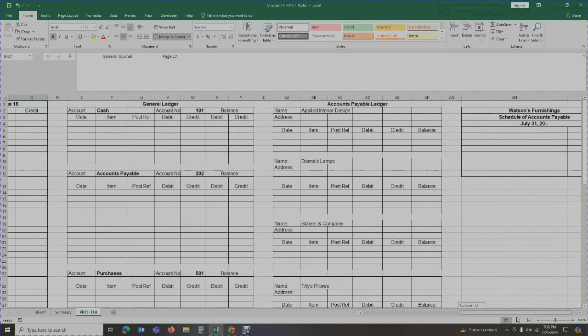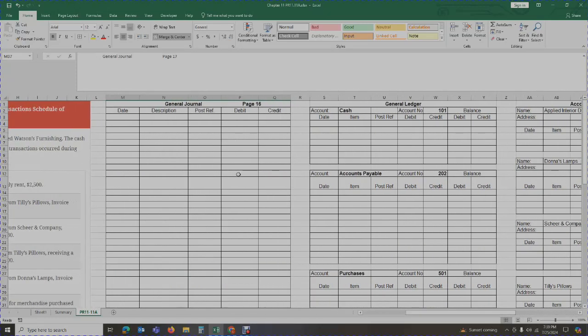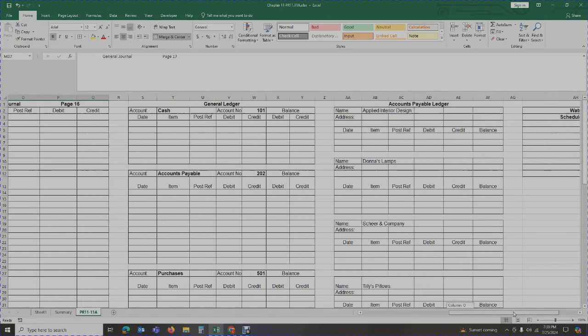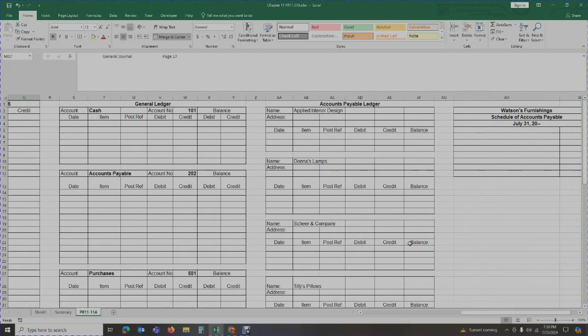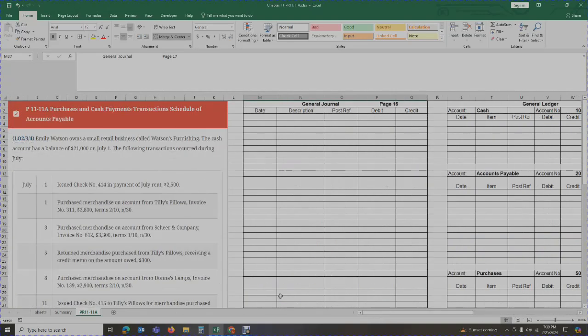I've already created all of the accounts that we are going to be using. And I have also created the accounts payable ledger, which is basically all of the vendors that we are making purchases from. I've already created the schedule as well. Last but not least, we are going to prepare the schedule of accounts payable. So we have to work in order. First we do the journal, then the general ledger, then the accounts payable ledger, and then the schedule of accounts payable. Are we ready to tackle this?